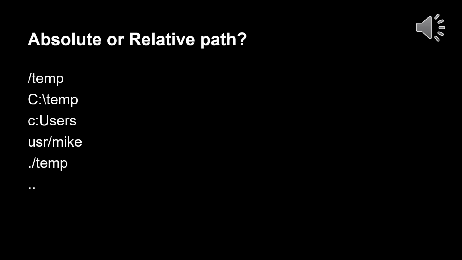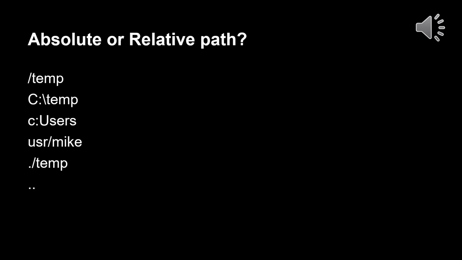The third one, C:users, ignoring the drive letter, the first character is not a slash, and so that is a relative path. So the third one means on the C drive, go to the users subfolder of whatever is the current working directory on the C drive. The fourth one, usr/Mike. So usr does not begin with the slash, so it is relative to whatever is the current directory. So usr is a subdirectory of the current directory. And within usr is another subdirectory or possibly a file named Mike.